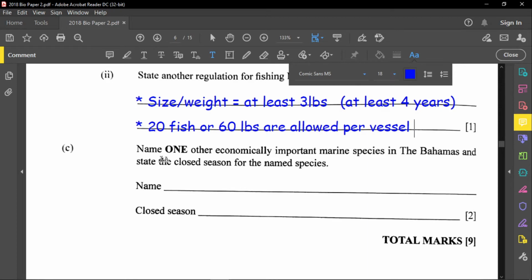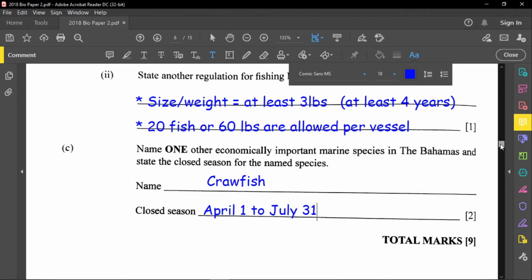All right, so part C says, name one other economically important marine species in the Bahamas and state the closed season for the named species. A quick one here is the crayfish. Crayfish, lobster, spiny lobster, pretty much the same type of organism. And here the closed season is April 1st to July 31st. All right, great.